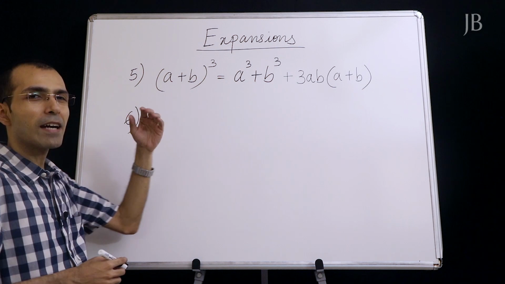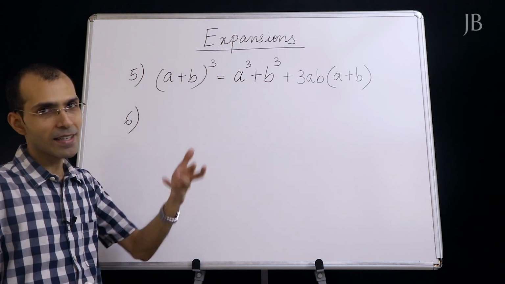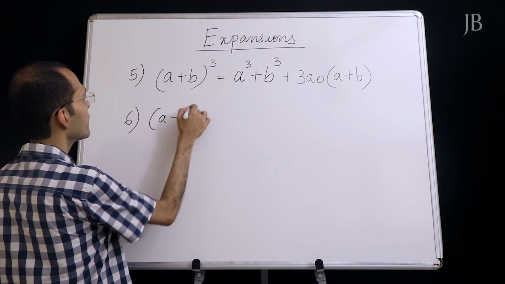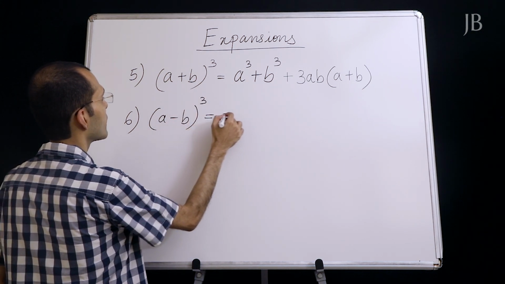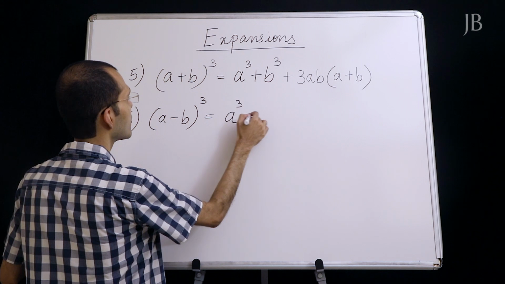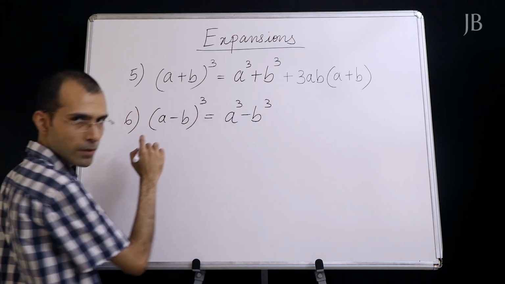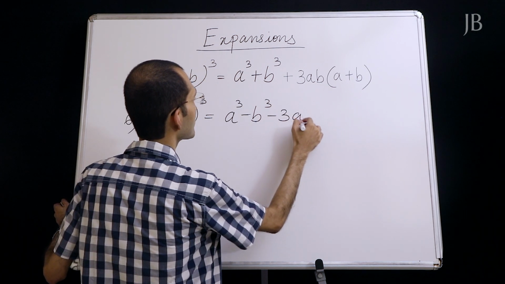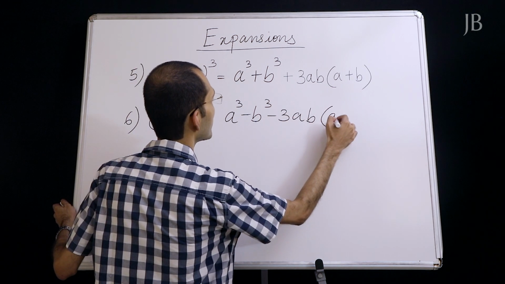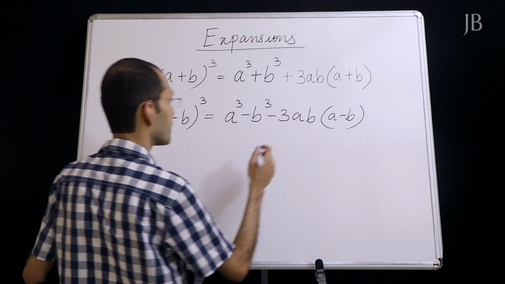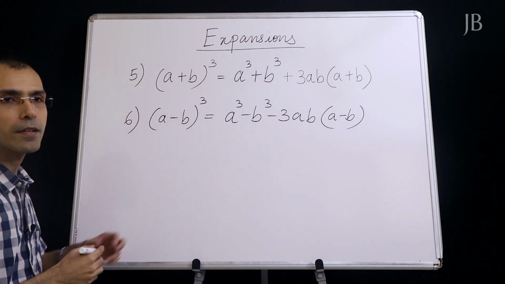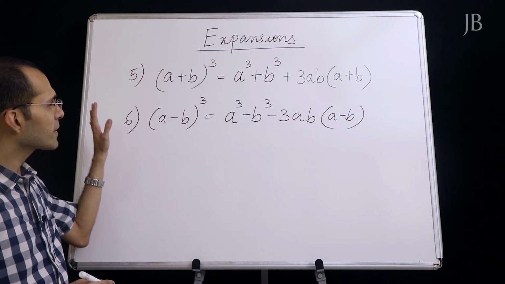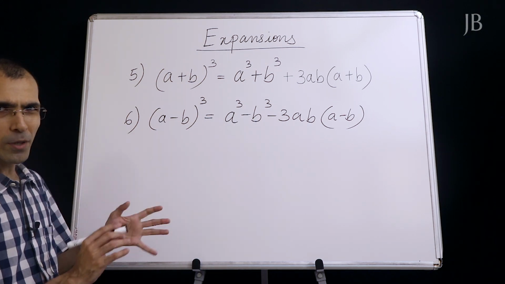Because then we have trinomial square, that we will take later on. So a minus b the whole cube will be a cube minus b cube minus 3ab into a minus b. Okay with this? So these 6 formulae are there, quite simple.